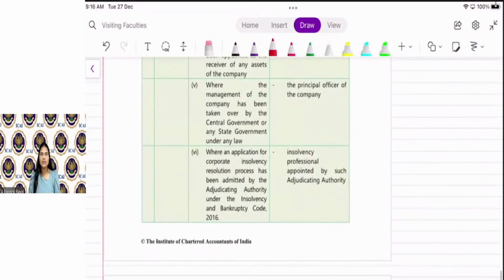Where the management of the company has been taken over by the central government, state government or under any other law, then the principal officer of the company can sign the return. Where an application for corporate insolvency resolution process has been admitted by the adjudicating authority, that is, the company went into bankruptcy, then the insolvency professional appointed by the adjudicating authority will sign the return of the company.